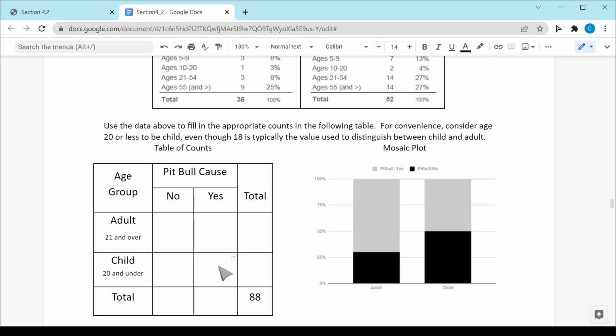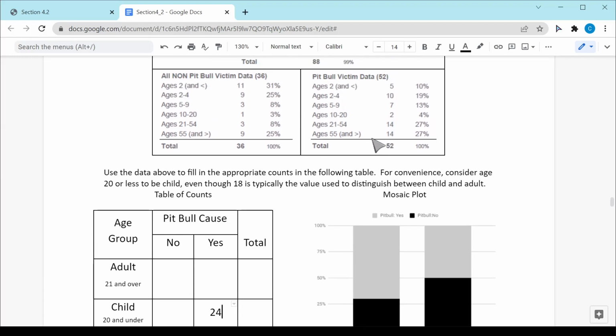So that would be this number right here. Children, pit bull was the cause. And then for the adults, I have 2 age groups. So there's 14 there and 14, that's 28. So for the adults that were killed by pit bulls, that would be 28.